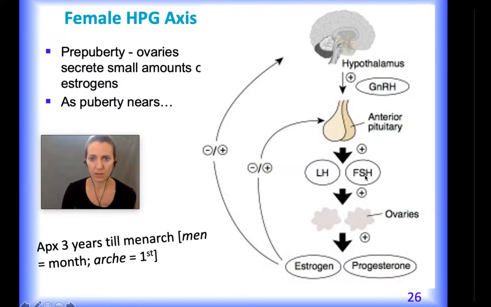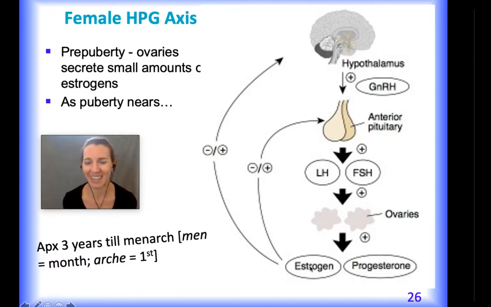In males, LH and FSH acted on the testes, and we saw that the FSH predominantly stimulated sperm production, whereas LH predominantly acted on the production of testosterone from the testes. It's very similar with females. So LH and FSH act on the ovaries, and then you have estrogen and progesterone that's going to be produced.